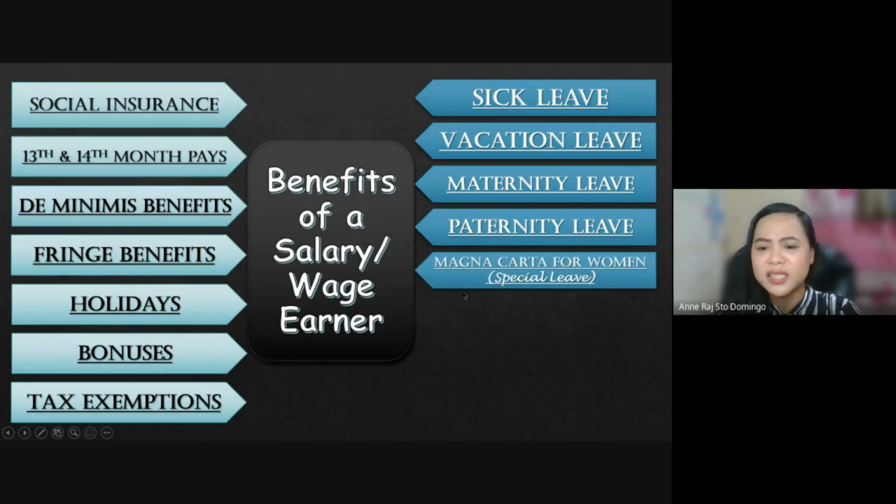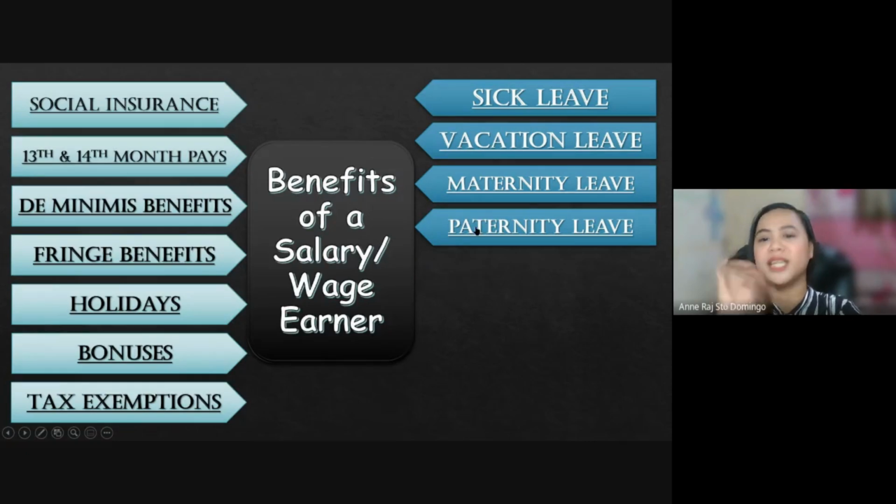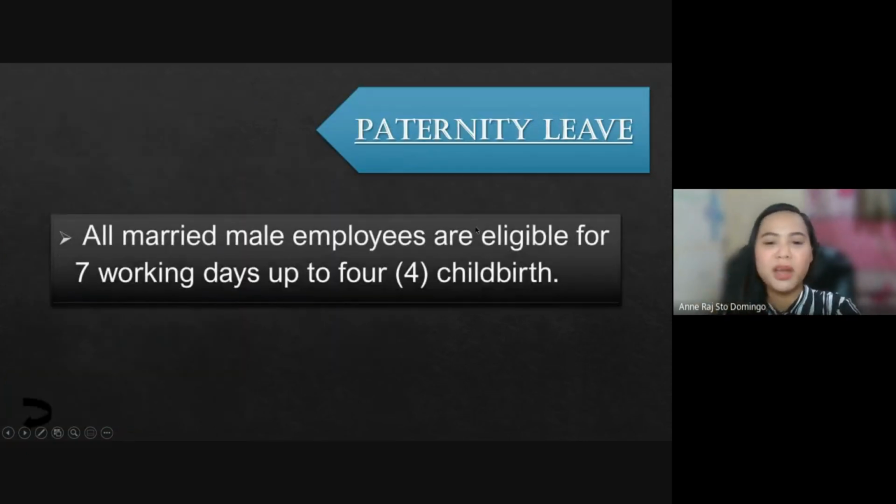Ay, sorry. So balik natin. Paternity leave. Ayan. All married male employees are eligible for 7 working days na leave nila, which is paid, hanggang ika-4 nilang anak. So, syempre, hindi lang naman sa panganay na anak, sa pangalawang anak, hanggang 4. Okay, yung partner nila magkaka-baby. Tama, Michelle. Okay, very good. Thank you. So, sunod tayo.